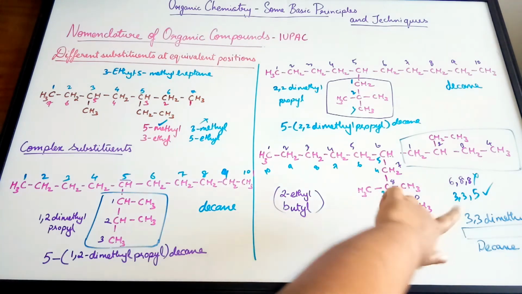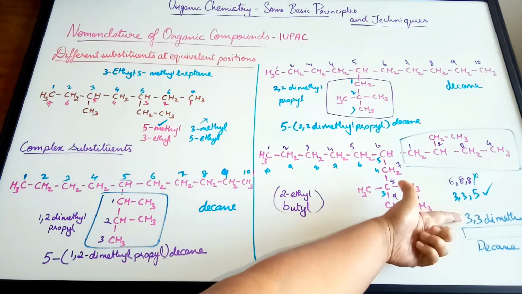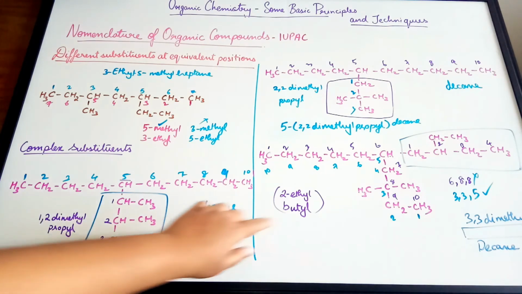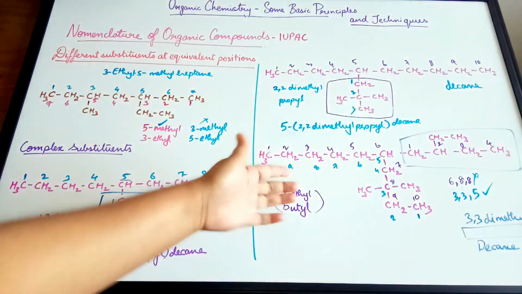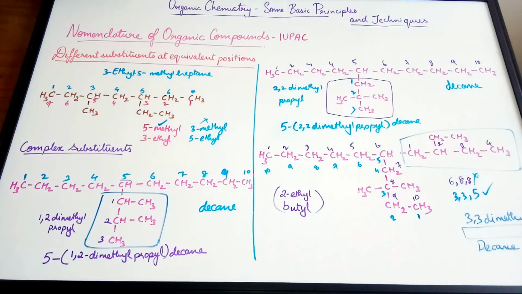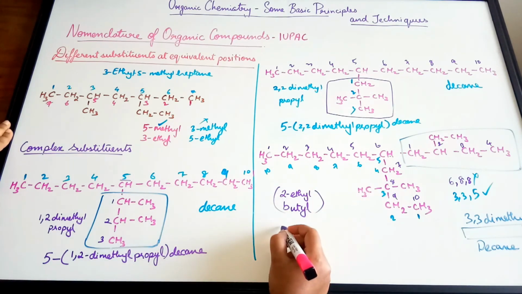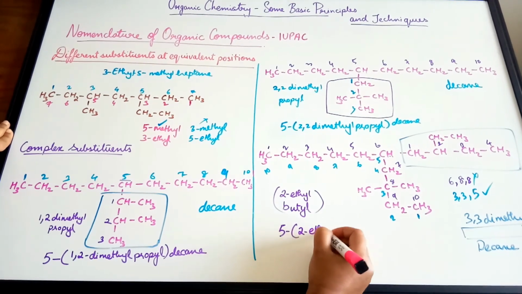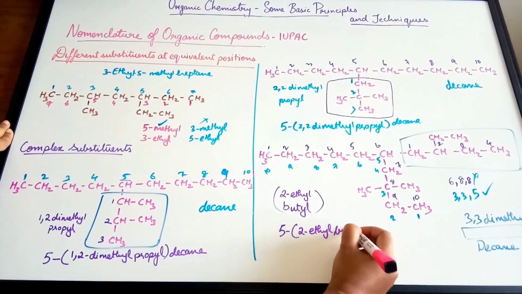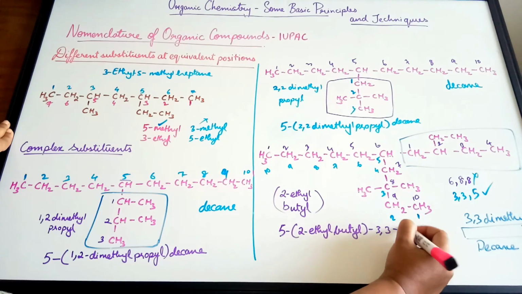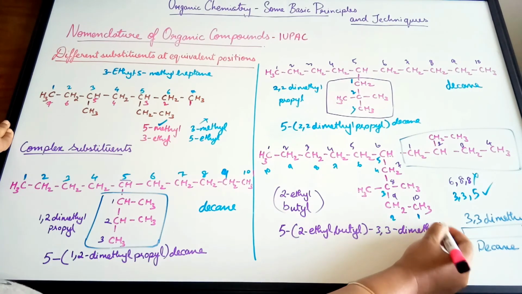We have the name of our normal substituents, and the word root. We need to put this all together, and alphabetically speaking, 2-ethylbutyl comes before dimethyl, and so first it's attached to the 5th position. So 5-(2-ethylbutyl)-3,3-dimethyldecane.